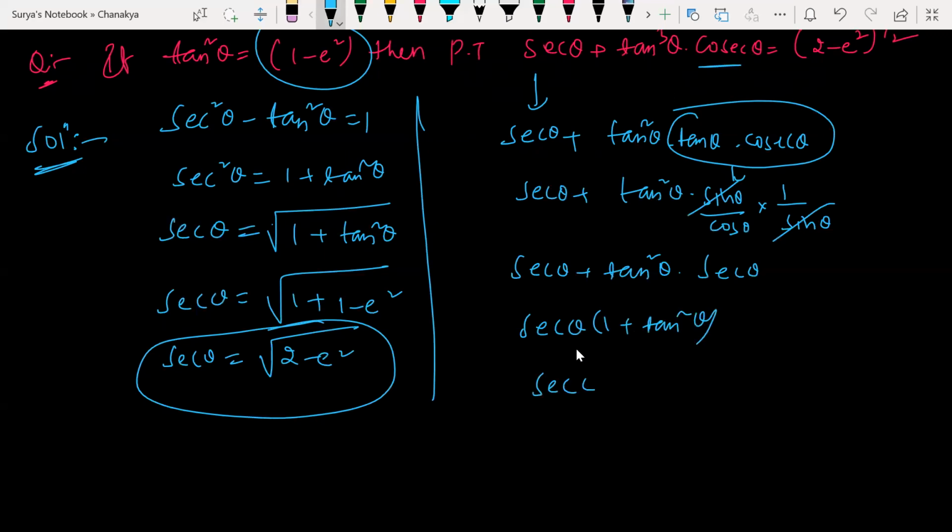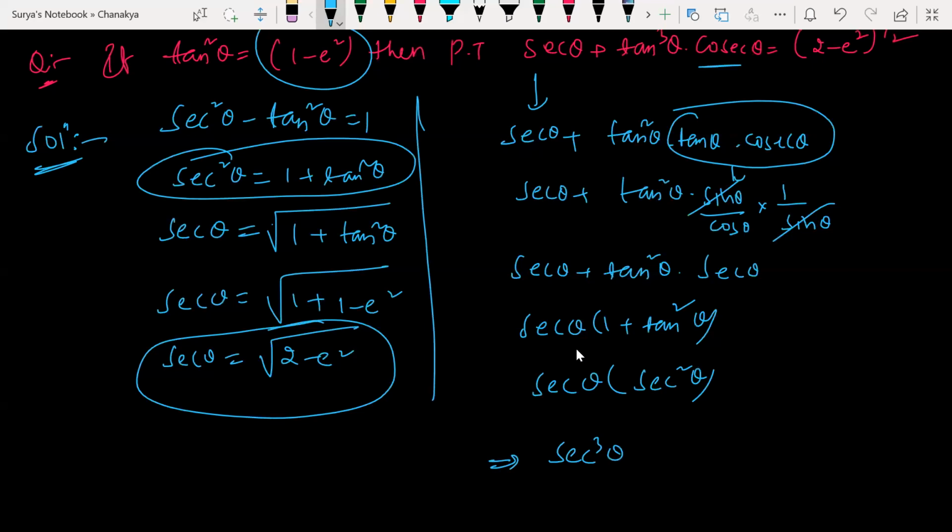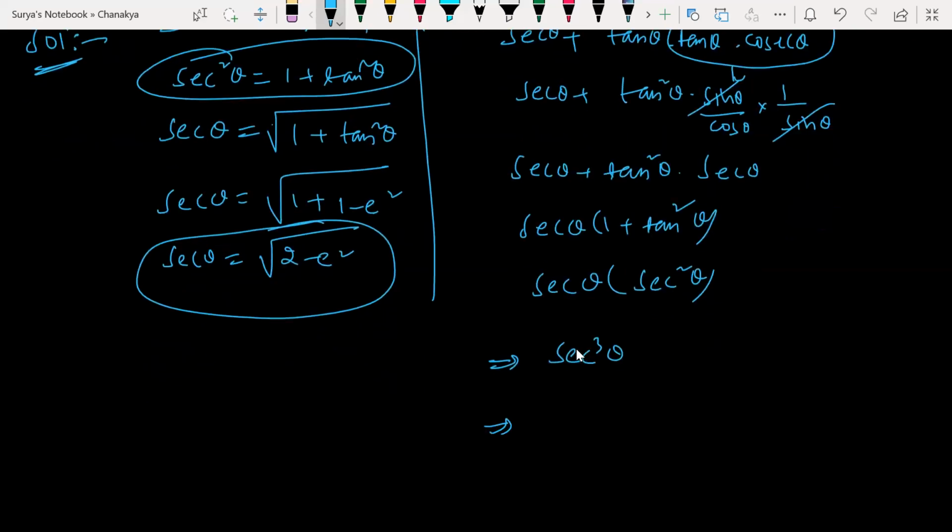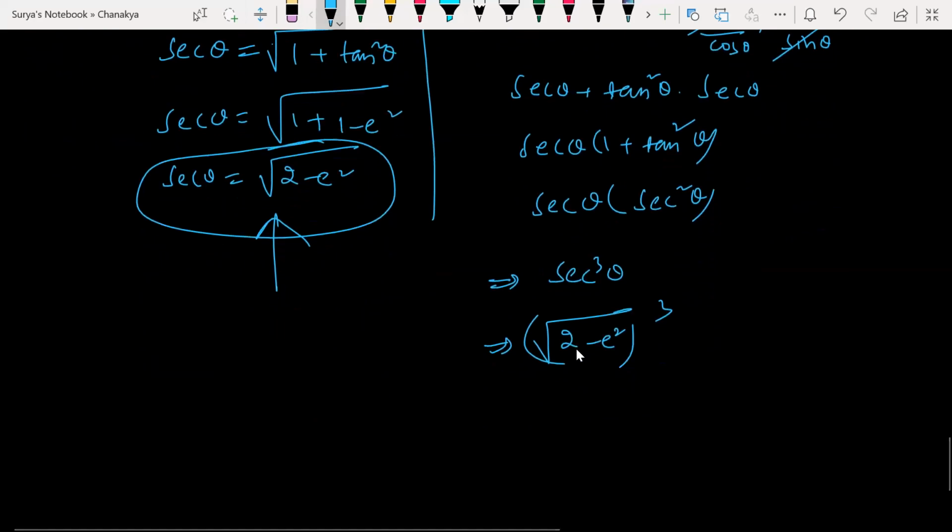So secant theta is equal to what here? 1 plus tan square theta is what? Secant square theta. Secant square, sorry. Look at this here. Secant square theta, it becomes what now? Secant cube theta. Secant cube theta is nothing but what? This as it is, whole to the power of 3. I got the secant value here. So if I remove the square root here, it gives me whole to the power of 3 by 2.